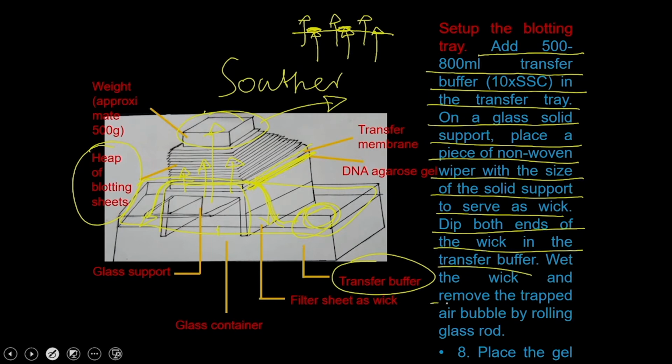Then you are going to put the agarose gel, and on top of that you are going to keep the nitrocellulose membrane. You have to remove air bubbles, as we discussed when we were discussing the northern blotting, and that's how this setup is going to transfer the DNA present on the agarose gel onto the nitrocellulose membrane.